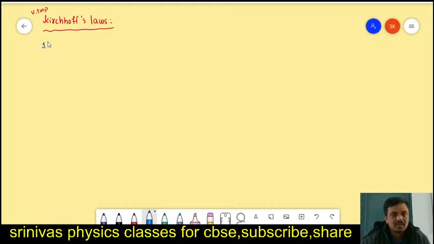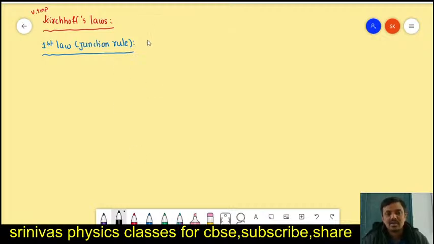What is Kirchhoff's first law? This is also called the junction law, the junction rule. It is applied at the junction. According to this rule, the sum of currents entering into the junction is equal to the sum of currents leaving from the junction.